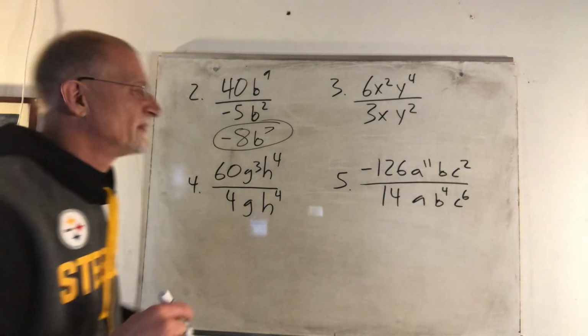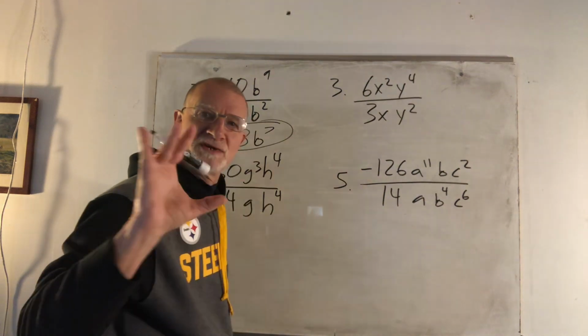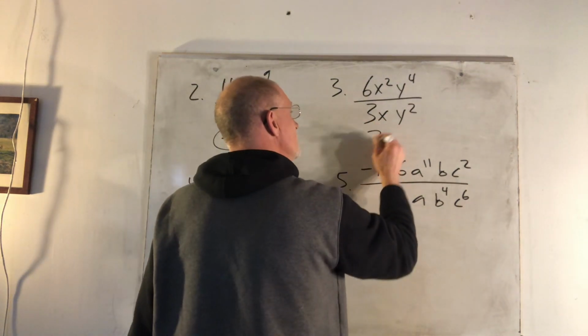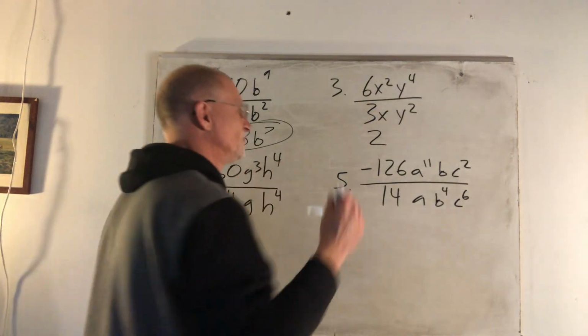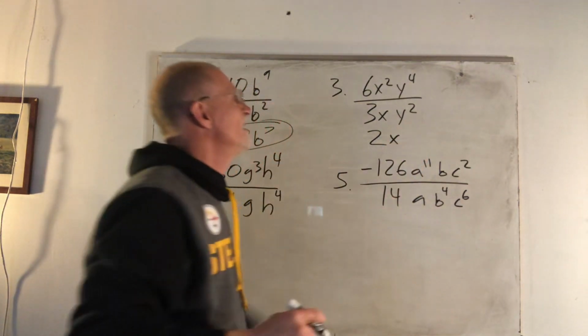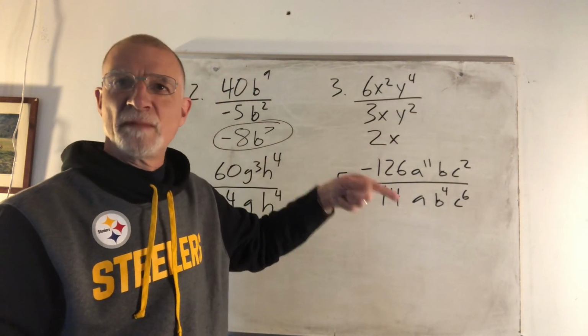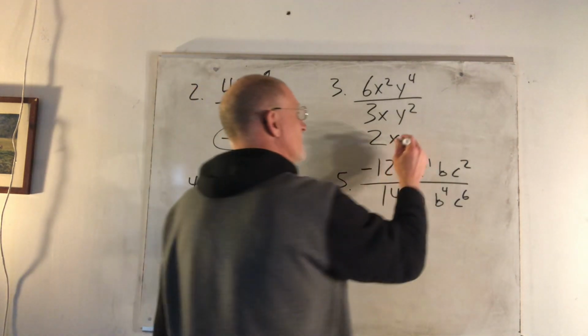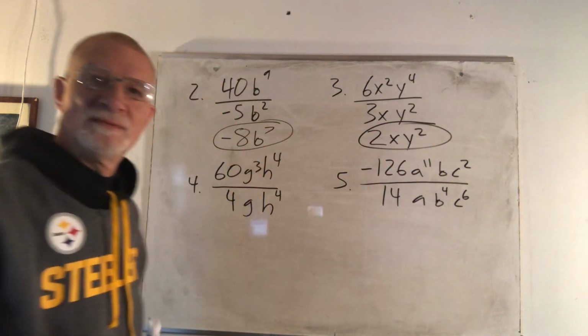In number 3, we do the exact same thing. 6 divided by 3, remember each part separately, is 2. X squared divided by x, 2 minus 1, that's 1, so just plain x. Y to the 4th divided by y squared, 4 minus 2, that's y squared. So the final answer, 2xy squared.